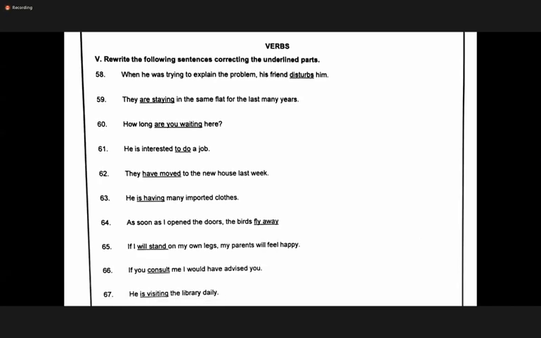59. They are staying in the same flat for the last many years. Have been staying. Yes, period of time is given, so present perfect continuous tense. They have been staying in the same flat for the last many years. 60. How long are you waiting here? Have you been waiting? Yes. How long have you been waiting here? Remember, since for how long phrases we have to use present perfect continuous tense.